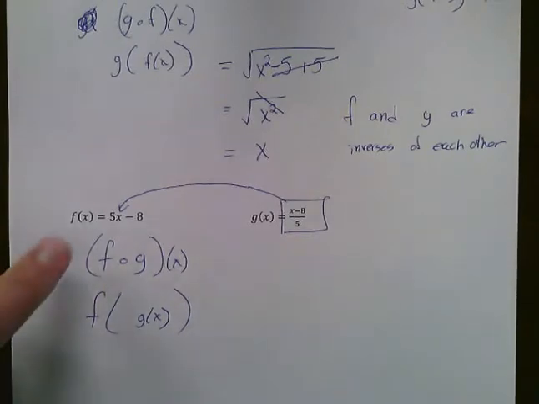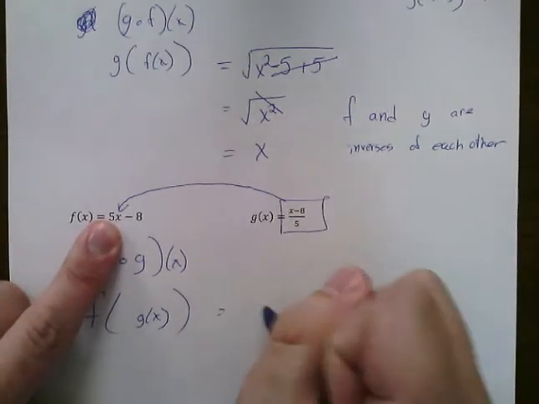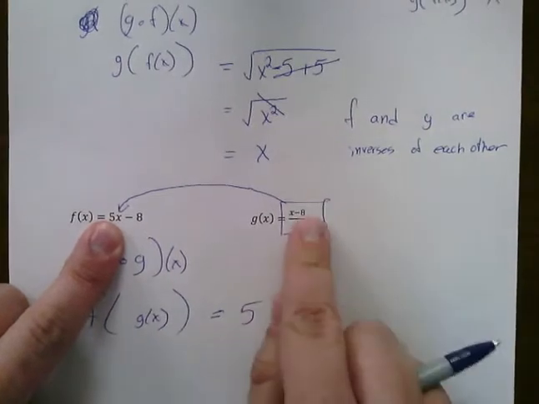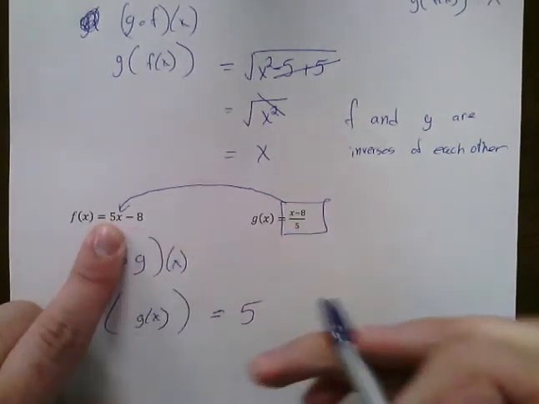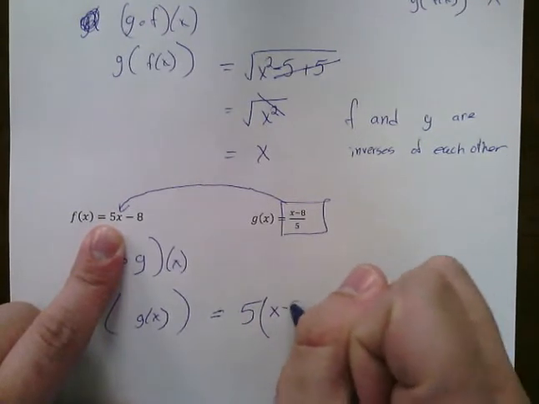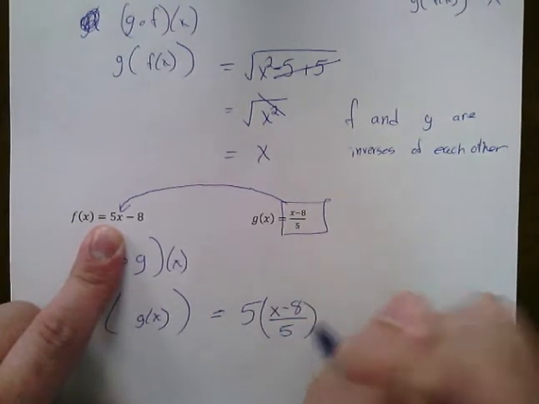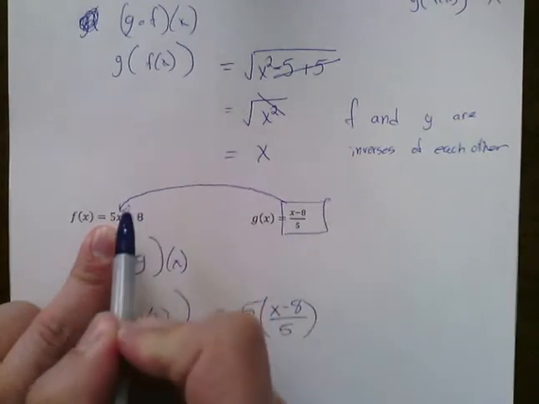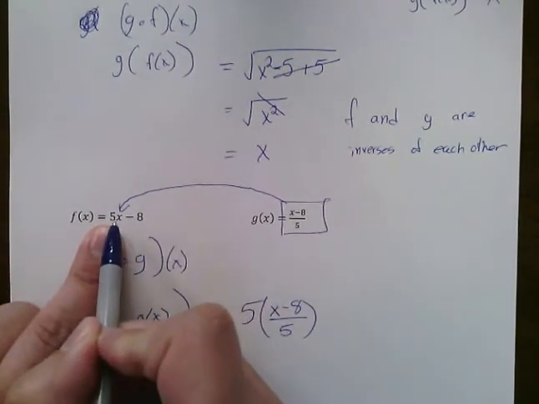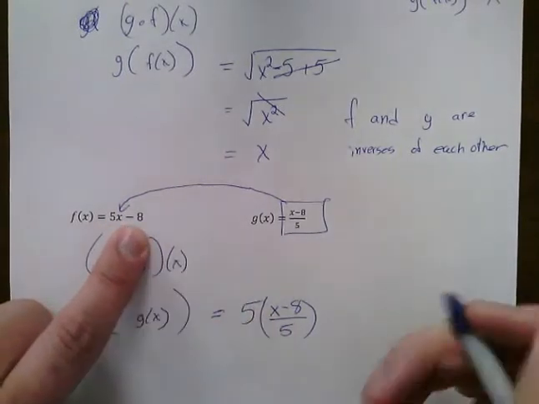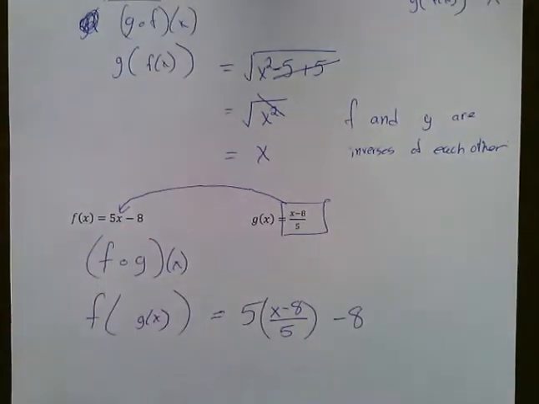What this looks like is, you still need a 5, so there's my 5. I'm going to plug in this x minus 8 divided by 5 in the spot of x. Not a bad idea to use parentheses there. There's my x minus 8 over 5. So this g function took the place of the x in this f of x function. I have my 5, took care of the x, just need a minus 8 off the back.